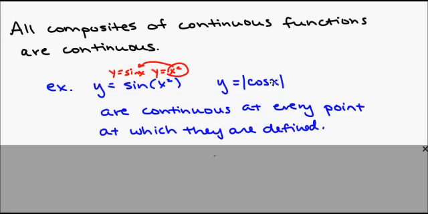The absolute value of cosine x. Remember, you have absolute value of x, and then we have cosine x. This got plugged in here. We have a composite function. Each of these is continuous, so we have a continuous composite function. So these are continuous at every point at which they are defined. Of course, if there is a point at which the functions are not defined, then the composite functions aren't going to be continuous there.